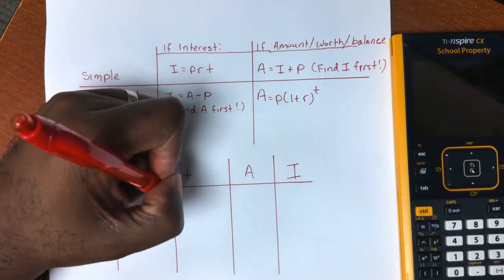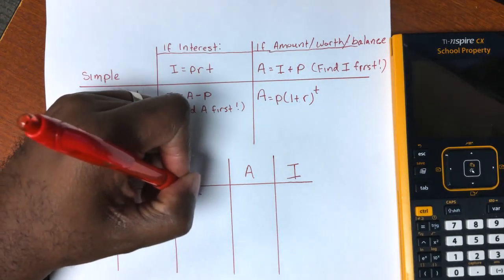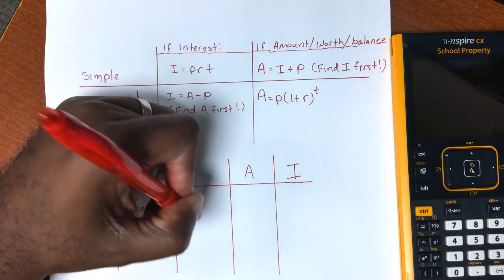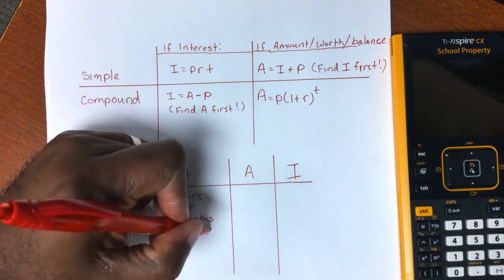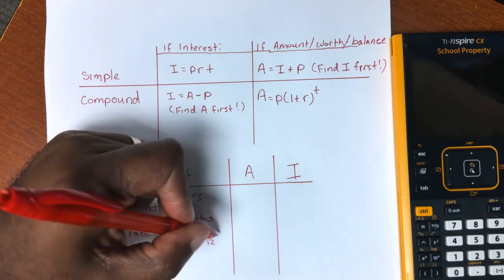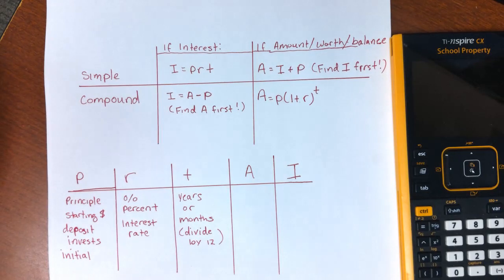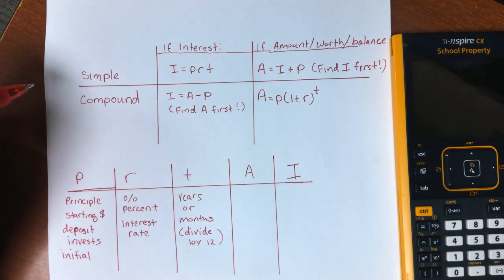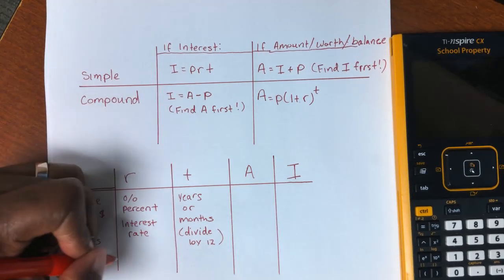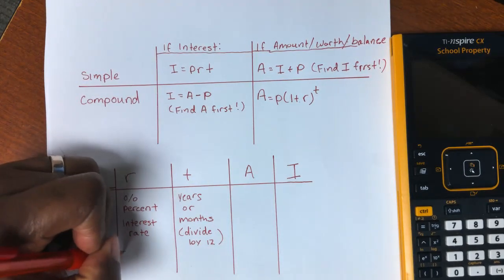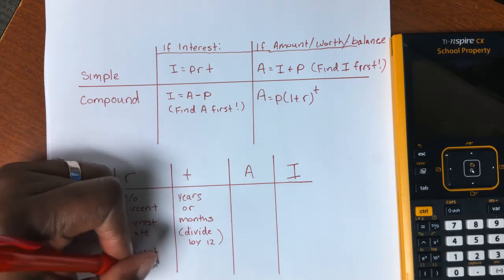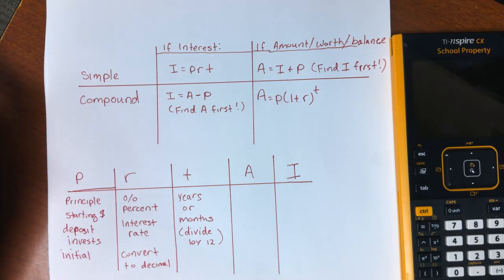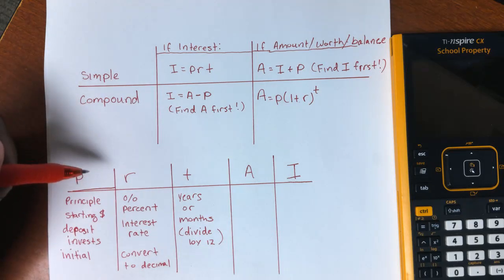Time is what it is. You either have years or months. For months, remember, divide by 12 because you have to convert those into years. For rate, it should be a decimal. Convert to decimal. If you don't know how to do that, take your number, whatever the percent is, and divide by 100.